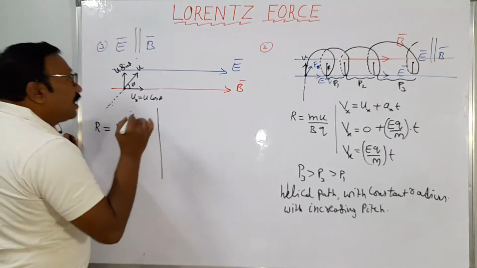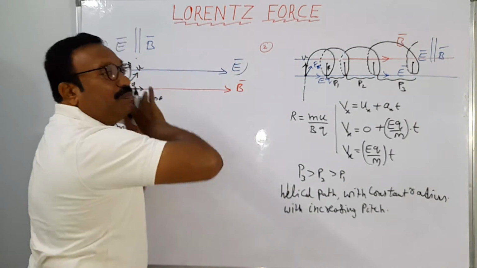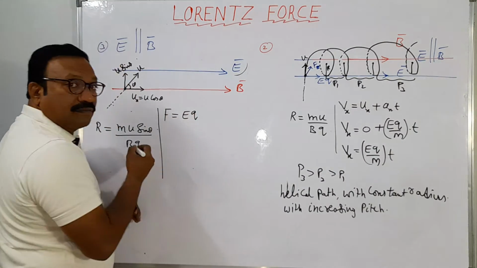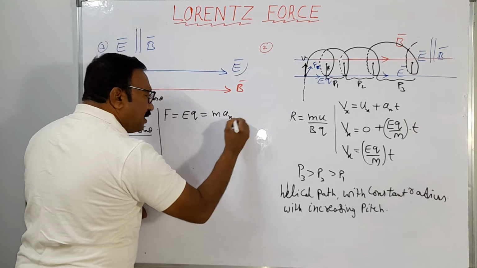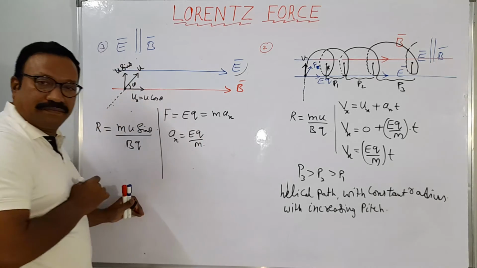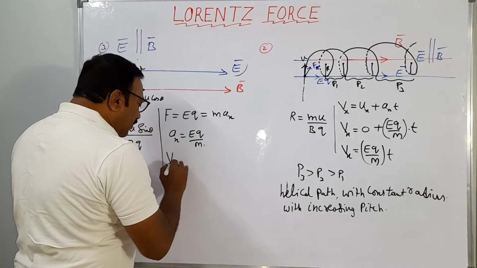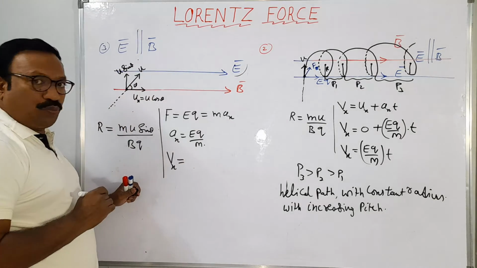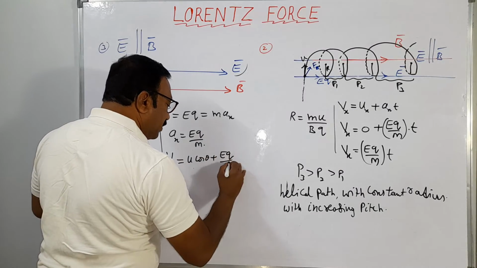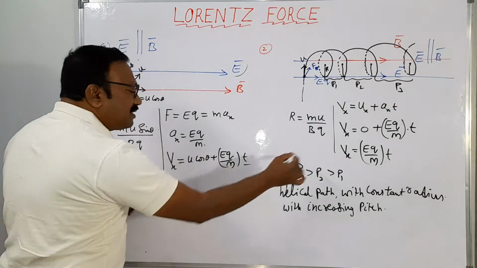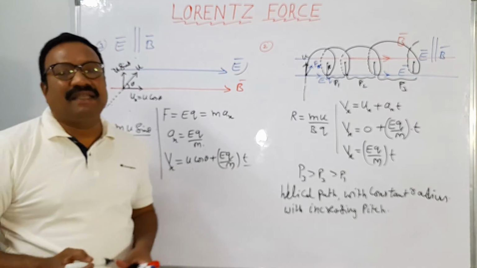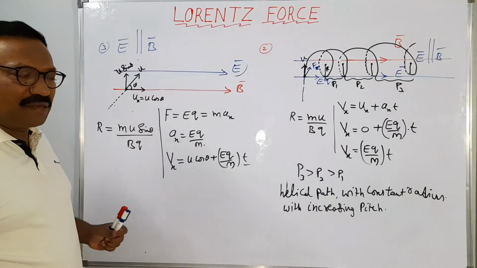Next, in horizontal direction, the electric field will pull. What is the force along the horizontal direction? EQ. Therefore it causes an acceleration a_x, F equals ma. What is the acceleration with which it moves? EQ by m. What will be the final velocity along x-axis? v is equal to u plus at. But what is u? u cos theta. And at is EQ by m into t. Therefore velocity is again increasing in horizontal direction, so therefore pitch will again increase. So same motion will take place.